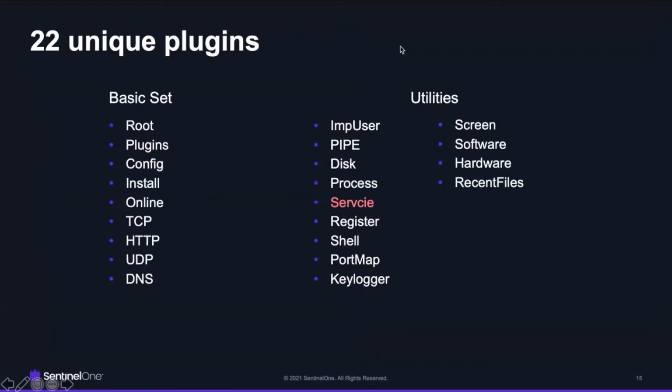And the second set is utilities. This set contains the plugins with all kinds of backdoor functionalities, such as browsing disks, managing services and registries, executing shell commands, keylogging, screen control, and so on. Only with these plugins can ShadowPad present the functionalities of a backdoor. So to use ShadowPad, the user definitely needs to have utility plugins.